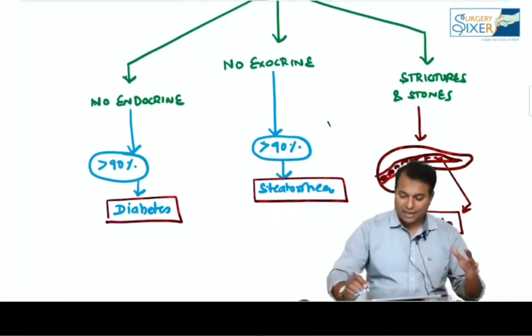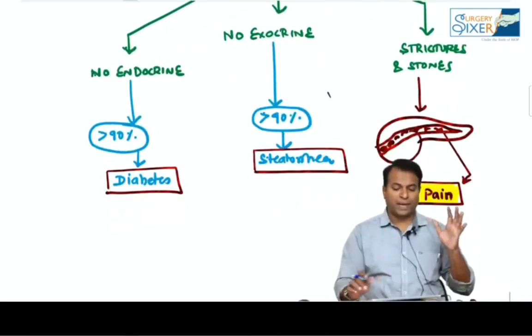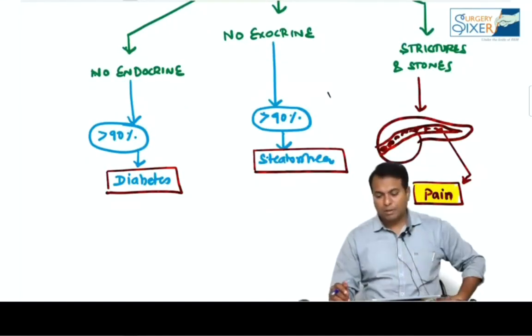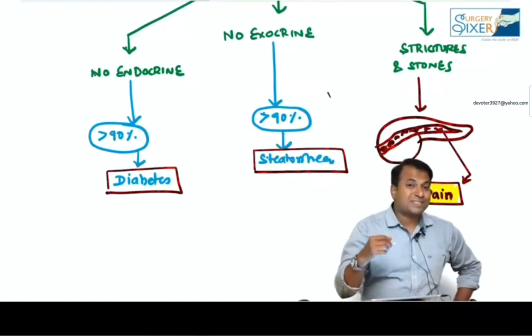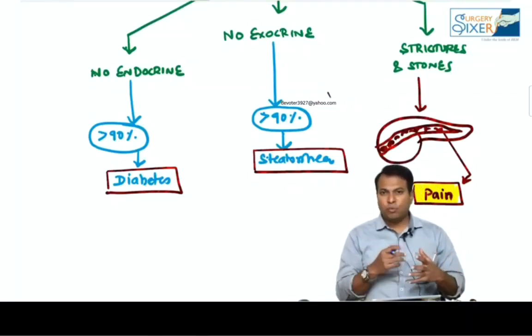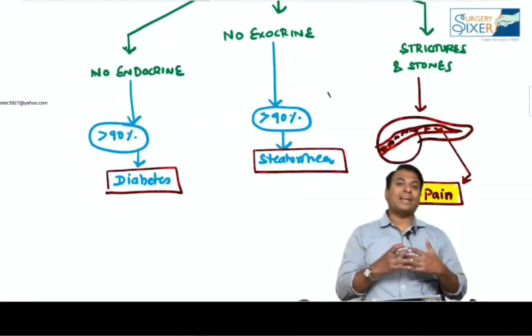Why should they come to a surgeon like you? They will come to you only for pain. The pain is typical epigastric pain radiating to the back. Here it is not due to enzyme stimulation; it is due to obstruction. There is a sentinel event that stimulates acute pancreatitis, and that keeps on going, and finally it lands up in chronic pancreatitis.